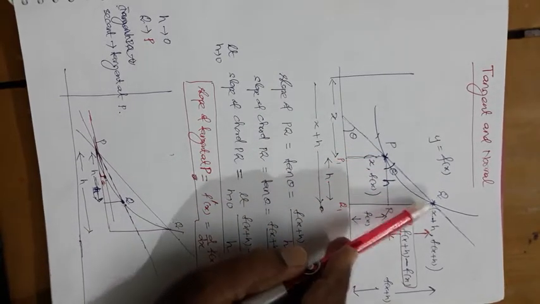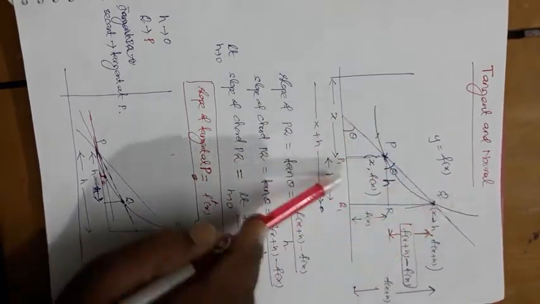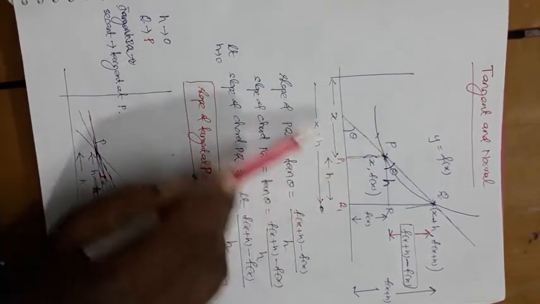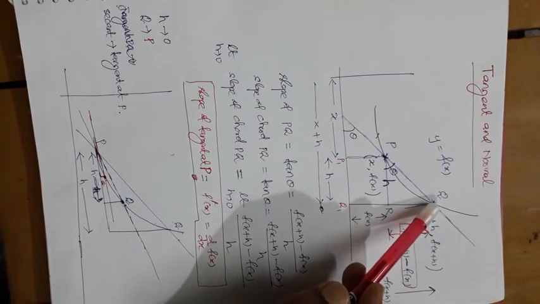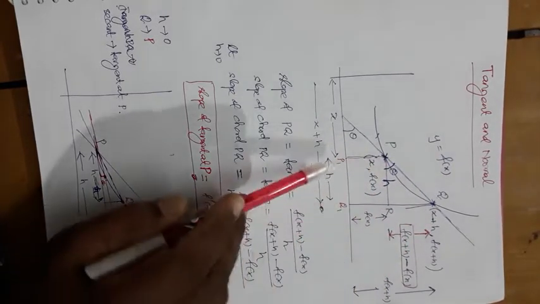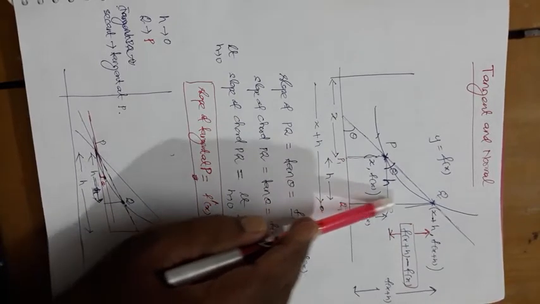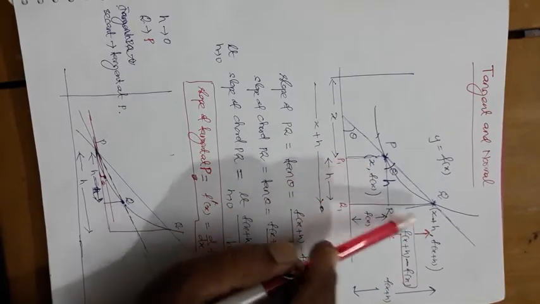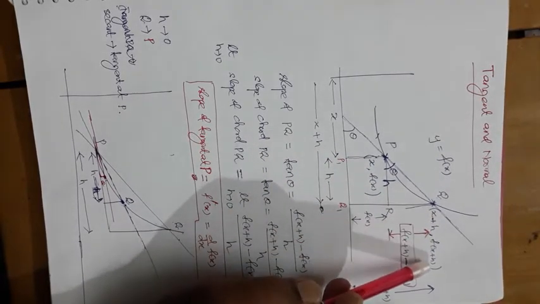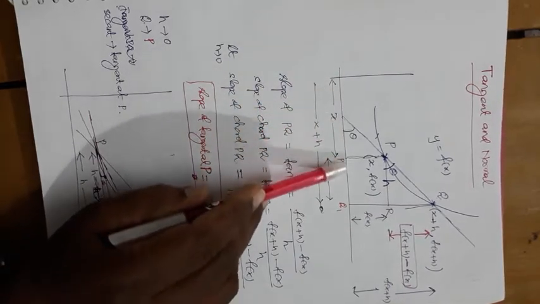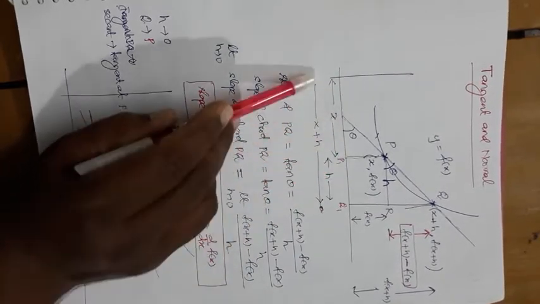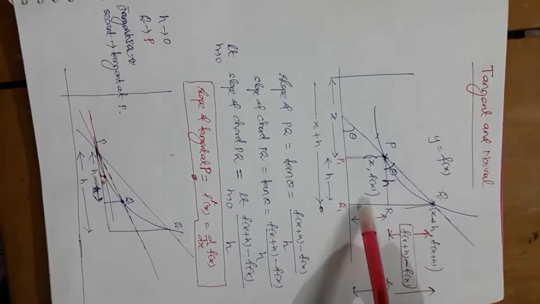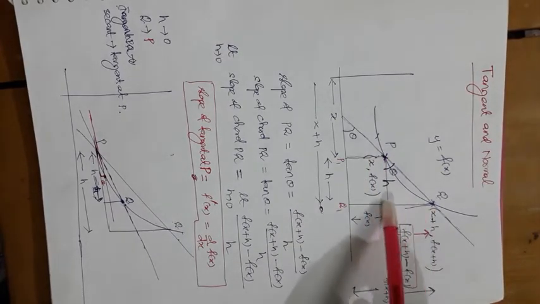Now take another point on this curve. This length is x and this length is f(x). Suppose I am taking another point Q which is different from P. Now proceed a length h. Then it becomes (x plus h, f(x plus h)). This length is h, this length is x, so the total length is x plus h. This length is f(x) and this length is f(x plus h).